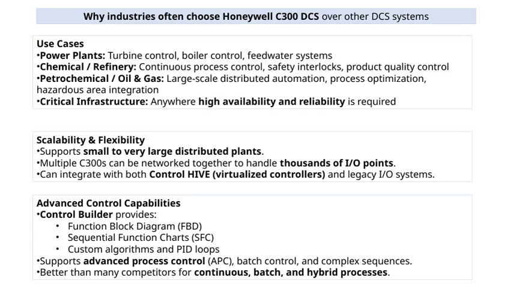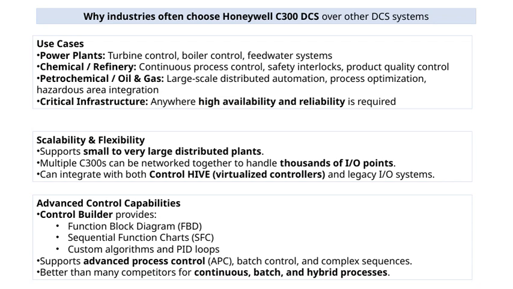Now, let's take a closer look at the various use cases for the Honeywell C300 DCS. In power plants, it's used for turbine control, boiler control, and feedwater systems, ensuring smooth and reliable operation. Moving to the chemical and refinery sectors, it handles continuous process control, safety interlocks, and product quality control, which are critical for maintaining safety and efficiency.